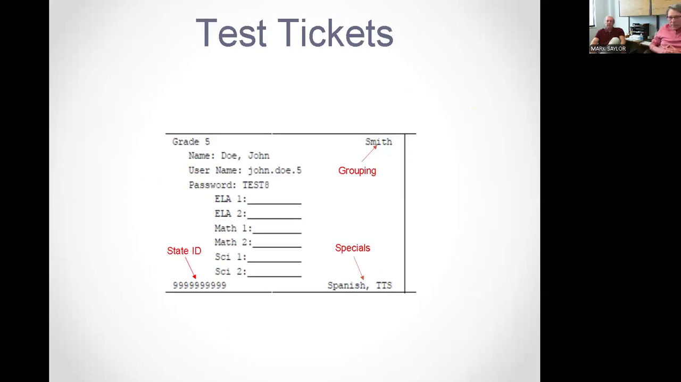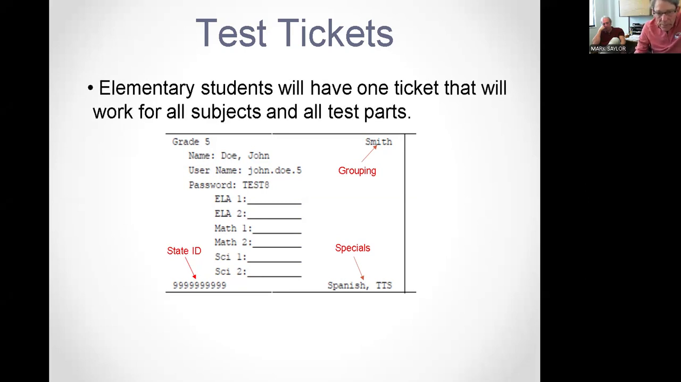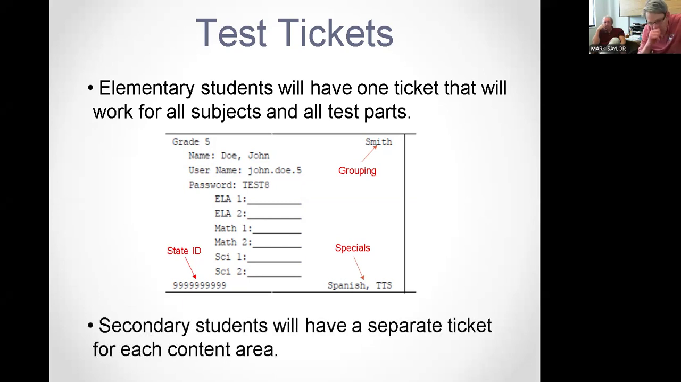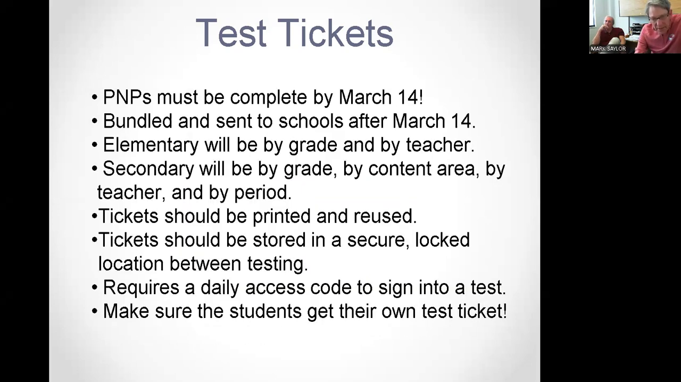Okay, test tickets have not changed. So what you're seeing is what you're going to get if you're elementary. And of course, secondary, you're going to get a separate ticket for each content area. So, yeah, that's not changing. Elementary students have one ticket that'll work for all subjects, best parts. Secondary students have a separate ticket for each content area.